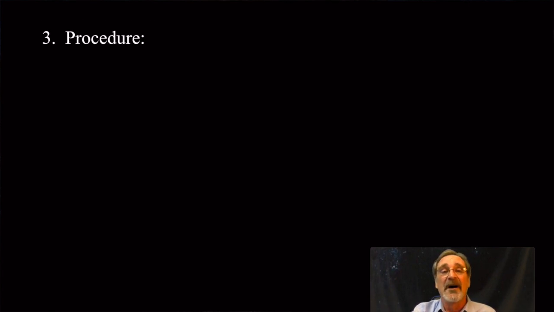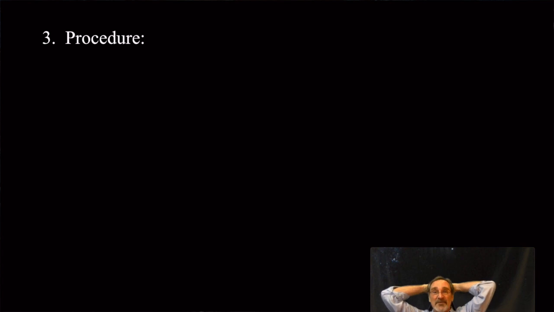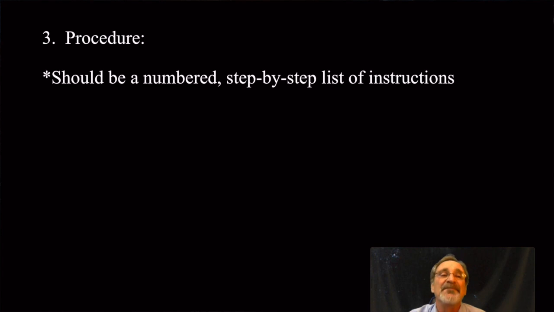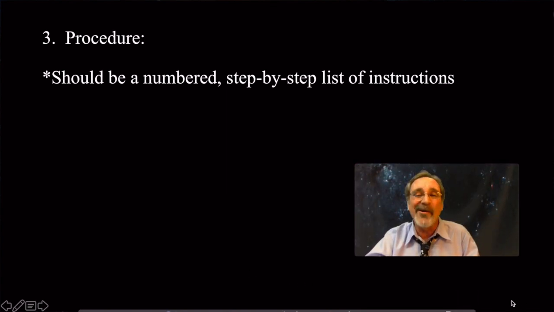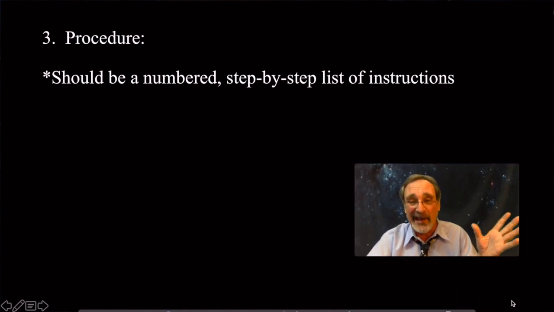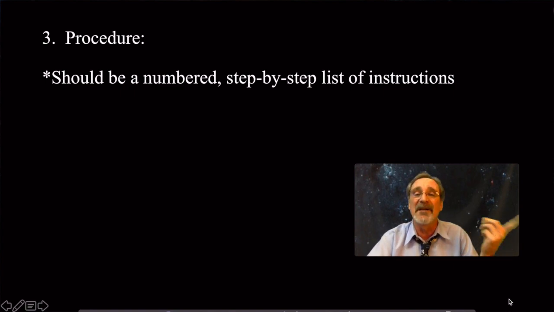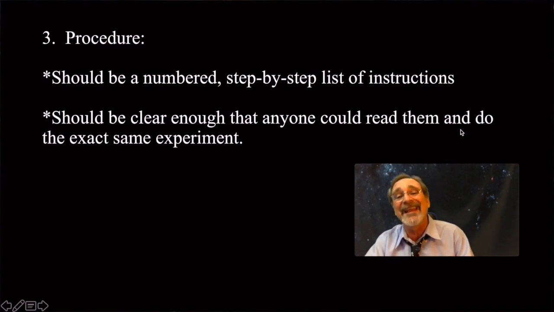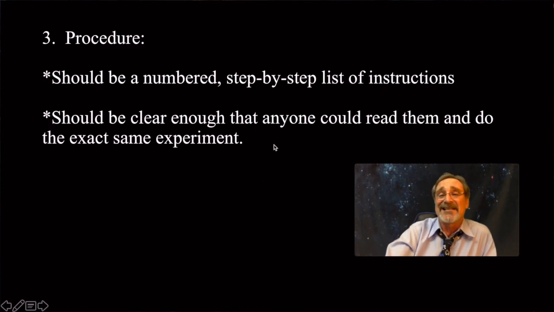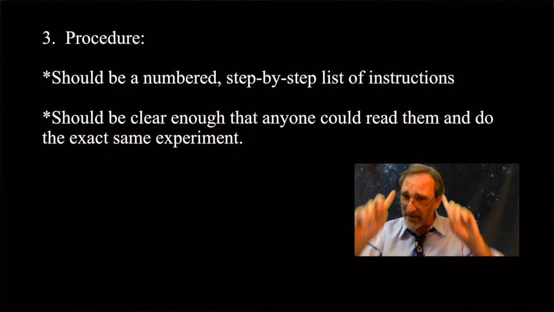But there it is. Now the procedure. If you're doing your own lab, this is the part that's the most work. You've got to write down your procedure. It has to be a numbered, step-by-step list of instructions. You don't want a procedure that's so vague people can't follow it. It should be clear enough that anyone could read it and do the exact same experiment. That's the part you've got to think about.